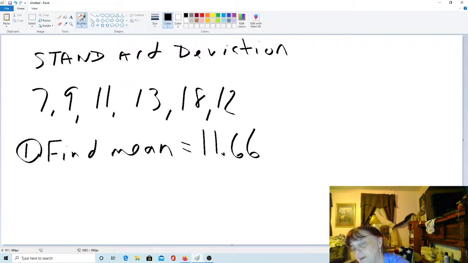And I always tell everybody, whenever you do the standard deviation, always round off the mean to the nearest whole number. So this is 12. The mean is 12.